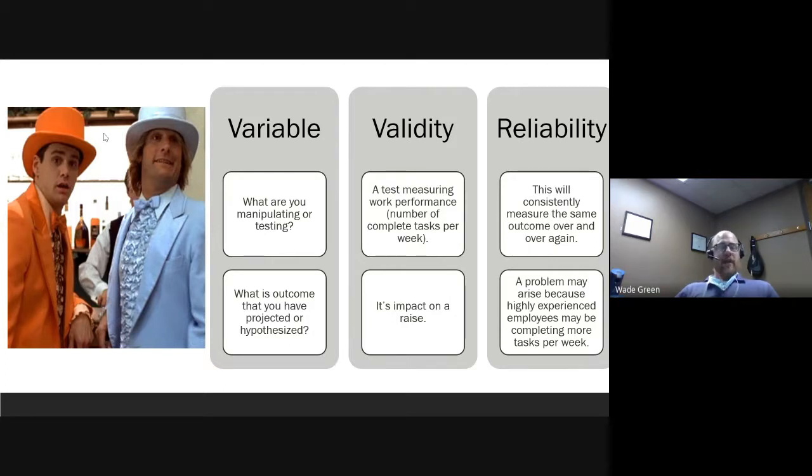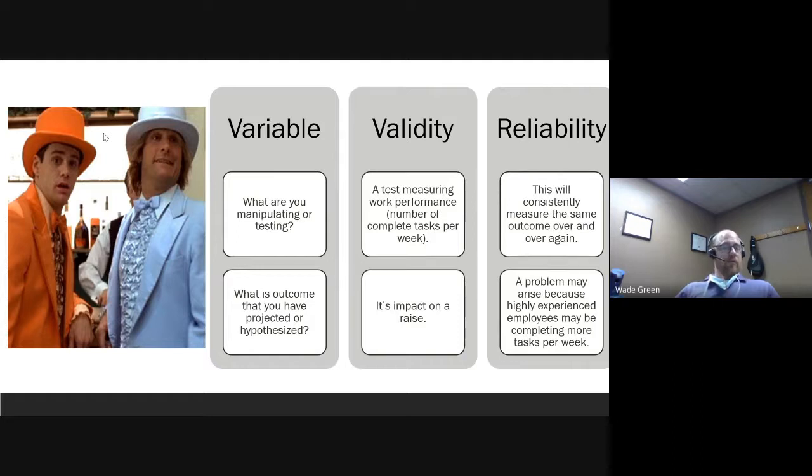That is, in our example, a test measuring work performance, maybe number of tasks completed per week. Okay, however, we can see here that that could be a pretty reasonable or a pretty valid variable for measuring productivity, right? For determining who gets a raise at work and who doesn't, right? However, there could be confounding factors that would impact the reliability.